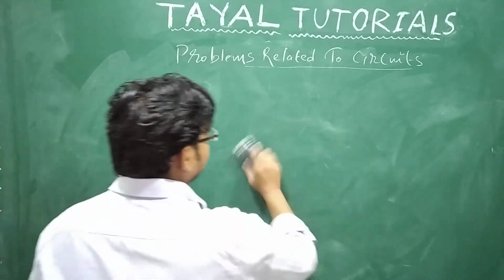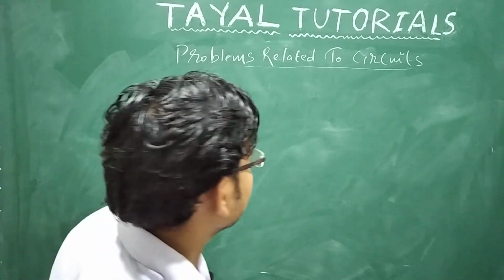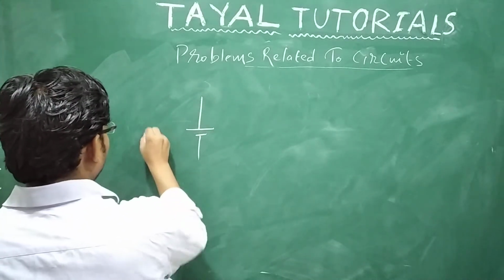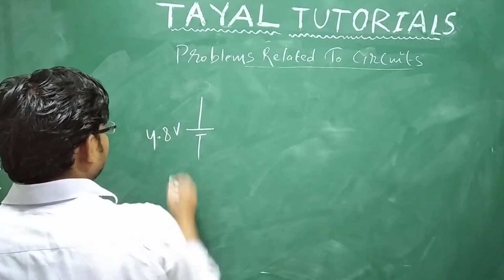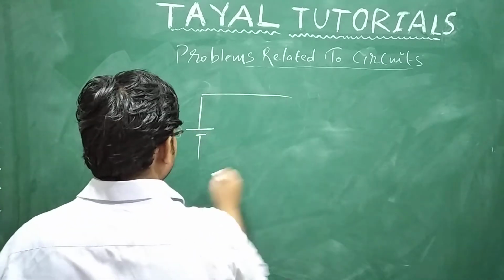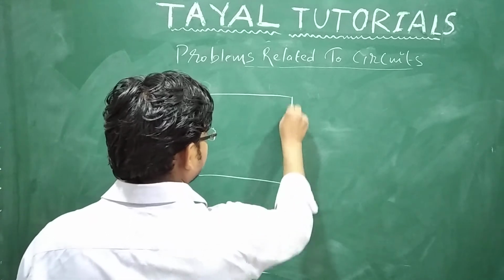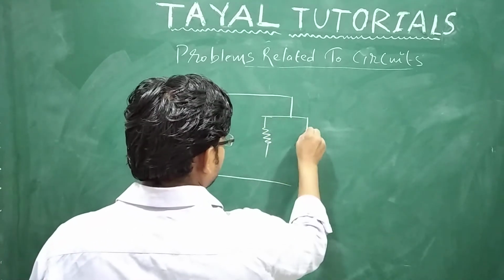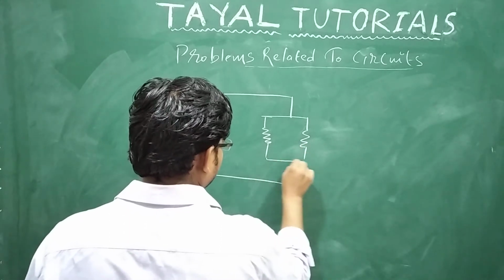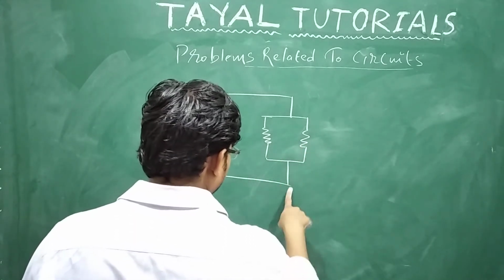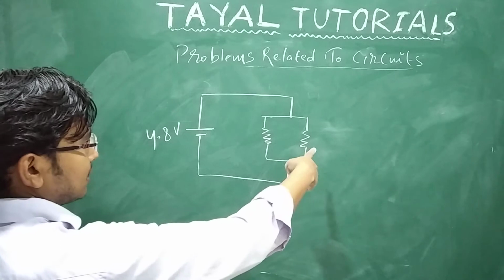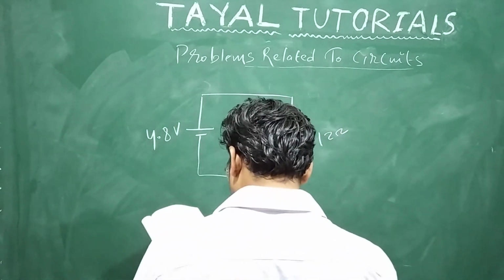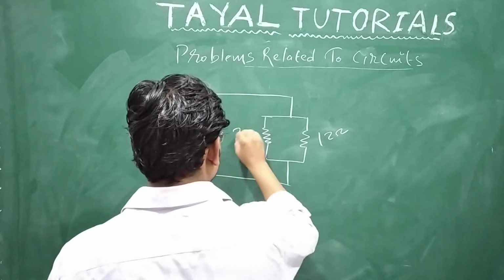For better understanding, I am just writing it that way. Same circuit I am drawing. This is your 4.8 volt, this is your circuit. Now, I have calculated 6 plus 6 is equal to 12, that is your 12 ohm, and this is your 3 ohm.